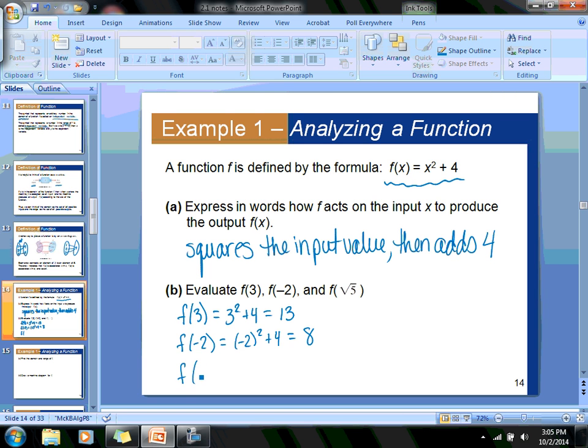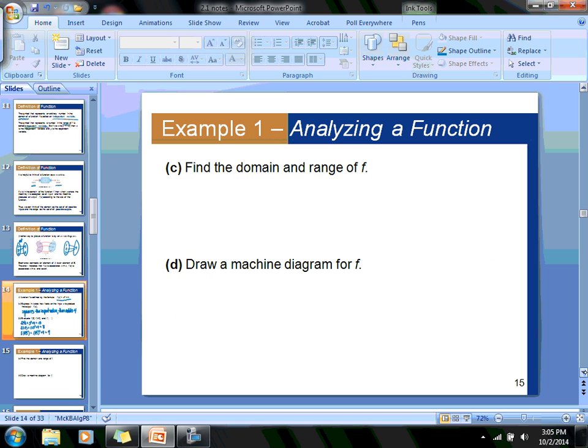And for this third one here, we have the square root of 5, so we're going to substitute that into the function. So the square root of 5 squared plus 4. The square root of 5 squared is 5, plus 4 is 9. So again, any real number that you put into the function will get you a value out. Even a radical is a real number that you could substitute into the function. So that leads us into part C on the next slide.